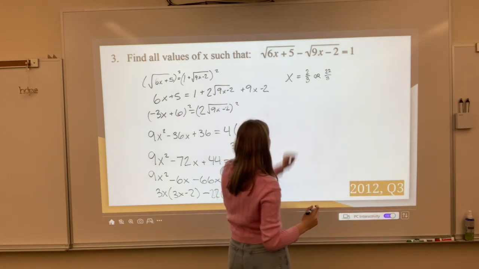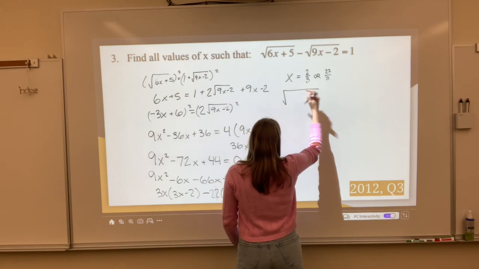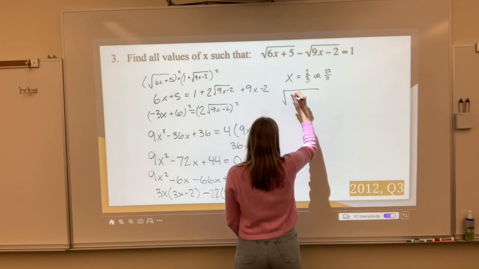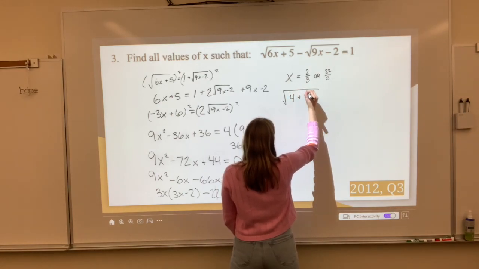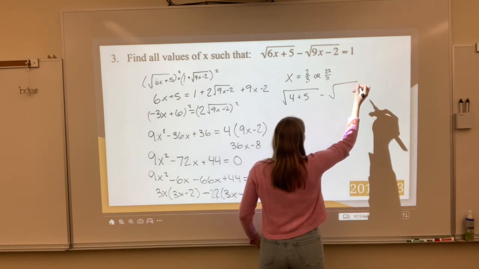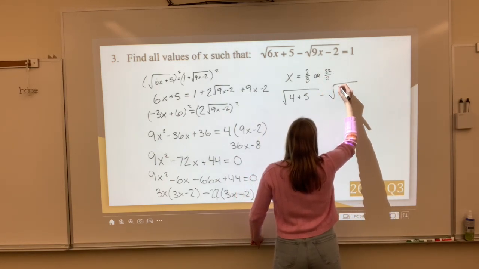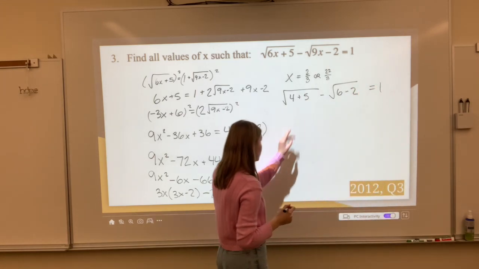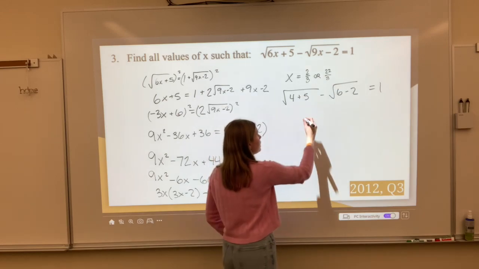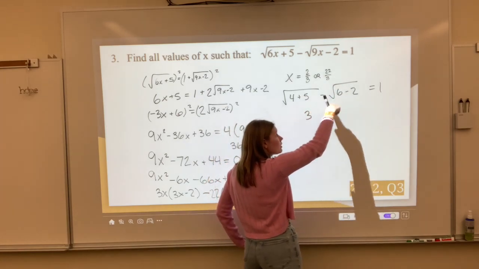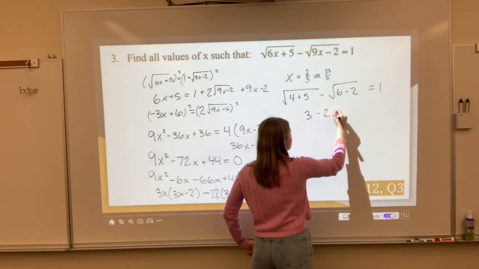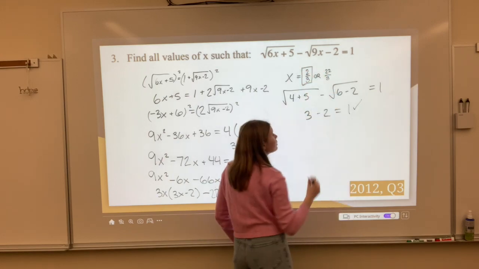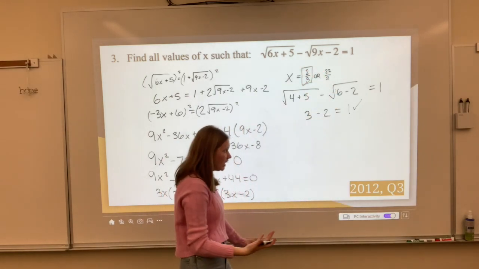So let's start with 2/3. We have the square root of 6 times 2/3 plus 5 minus the square root of 9 times 2/3, which is 6, minus 2 is equal to 1. Okay, we know 4 plus 5 is 9, the square root of 9 is 3, 6 minus 2 is 4, the square root of 4 is 2, so 3 minus 2 is in fact equal to 1. So we know that this is one, if not the only one, of our answers.